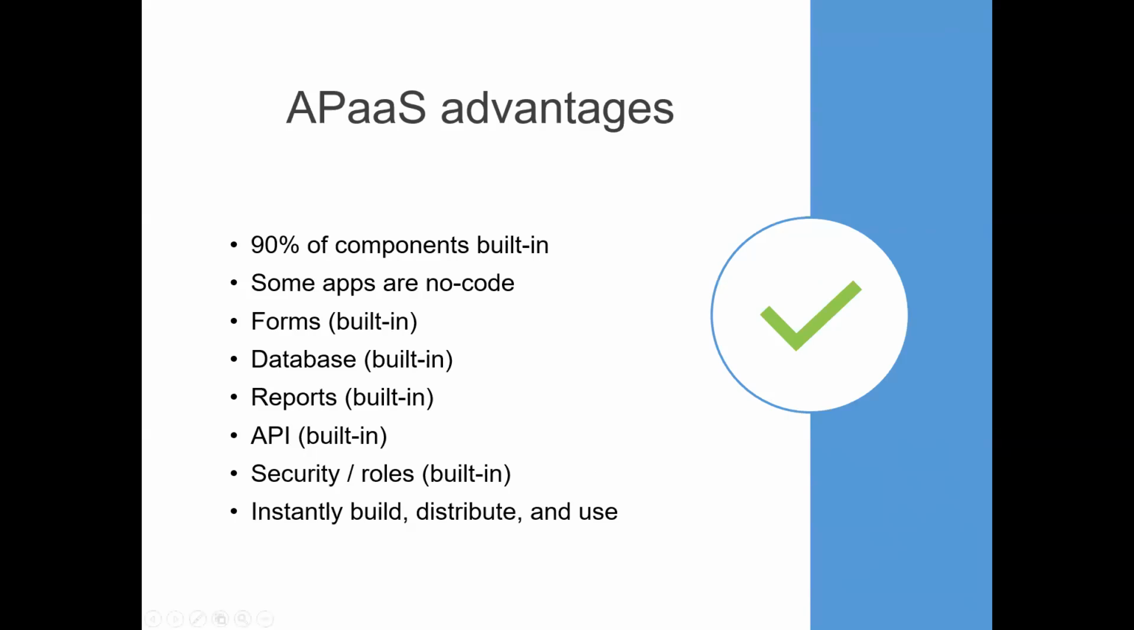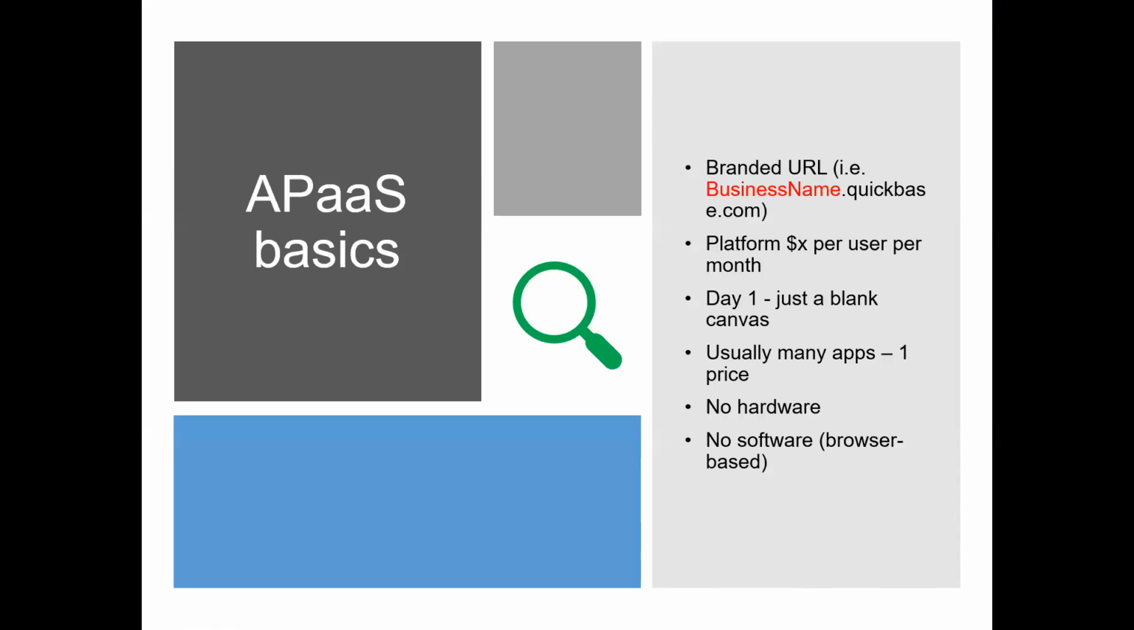So what's an example of that? What does that look like? Application platforms as a service, there are a number of those out there. QuickBase is probably the best known and probably the most business ready platform, at least it is in my opinion. So what you'll typically see is a business name .quickbase.com. In our case it's VeilSun.quickbase.com. That's how users get to the platform.